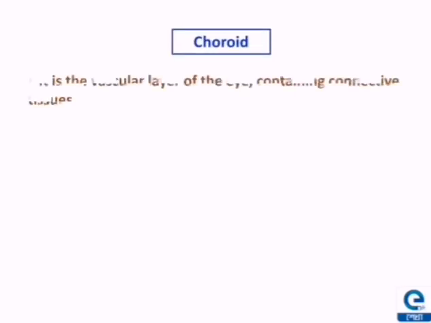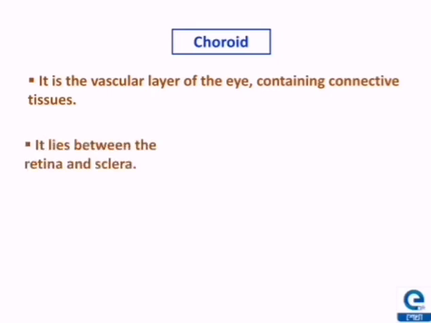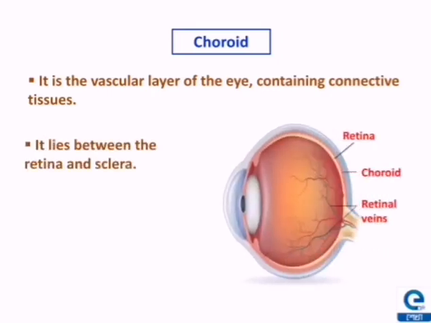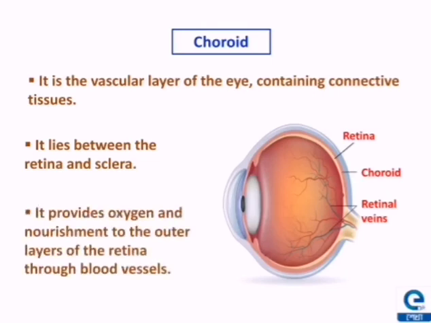Next we will discuss the choroid. It is the vascular layer of the eyeball containing the connective tissues and a large amount of blood vessels. It lies between the retina and sclera. It provides oxygen and nourishment to the outer layers of the retina through the blood vessels.